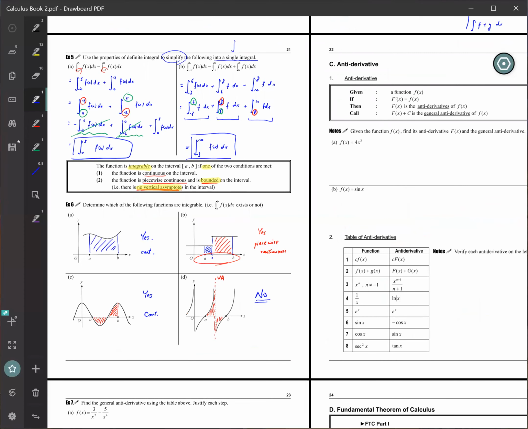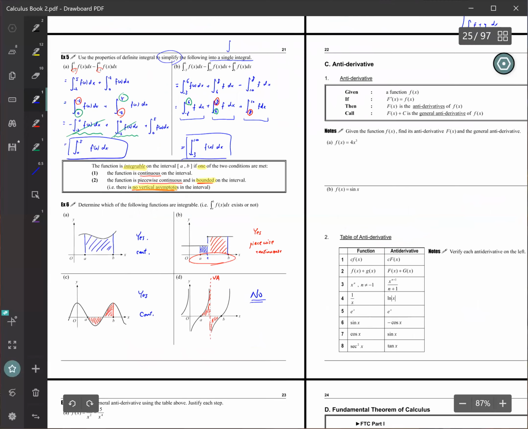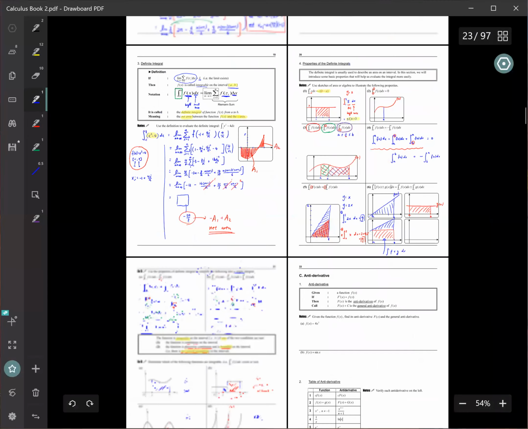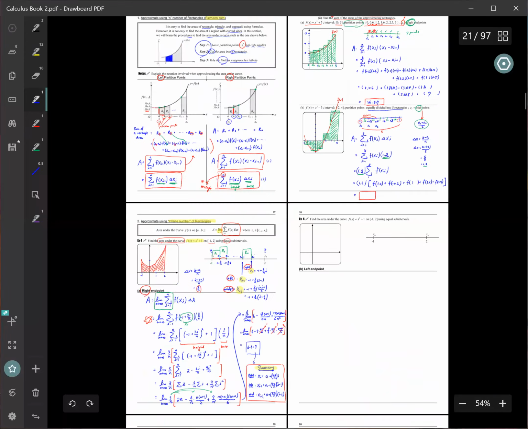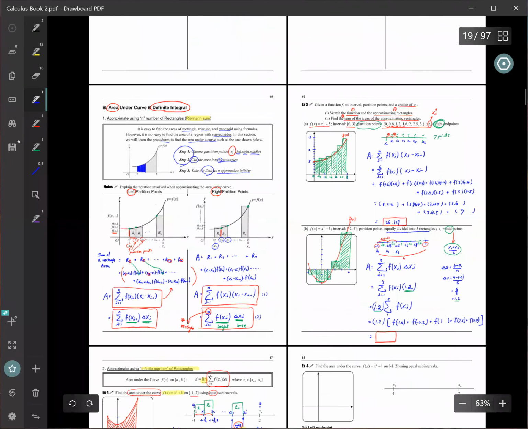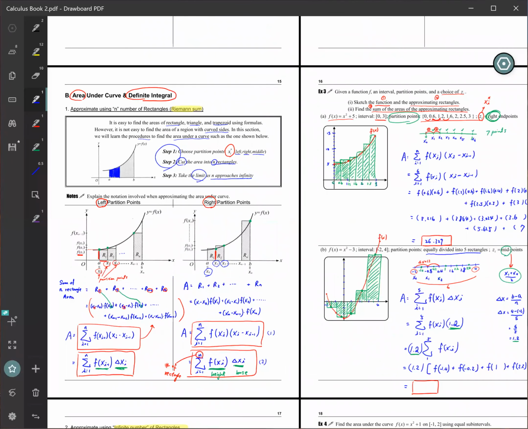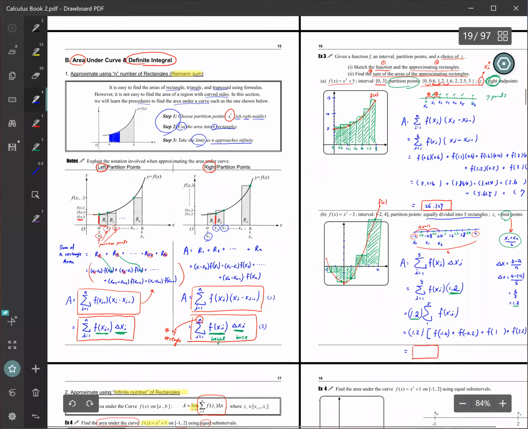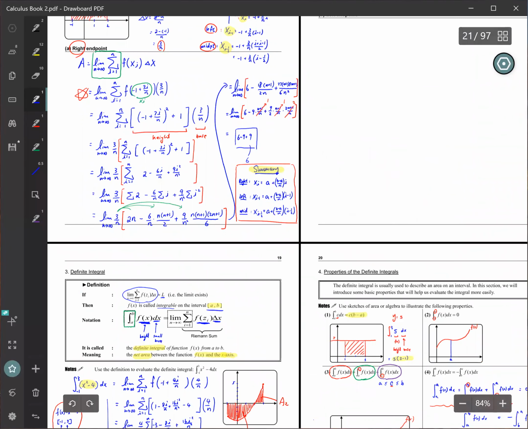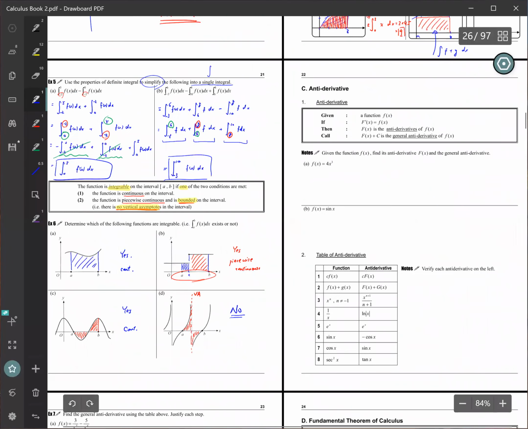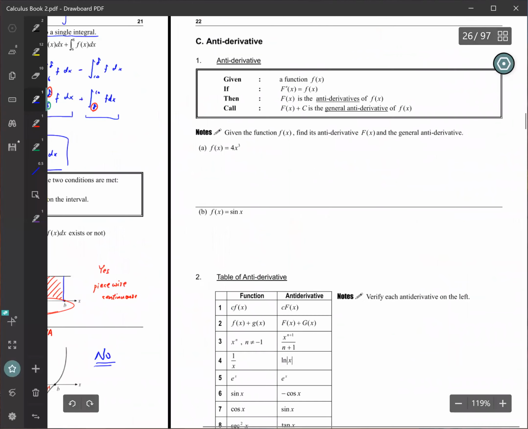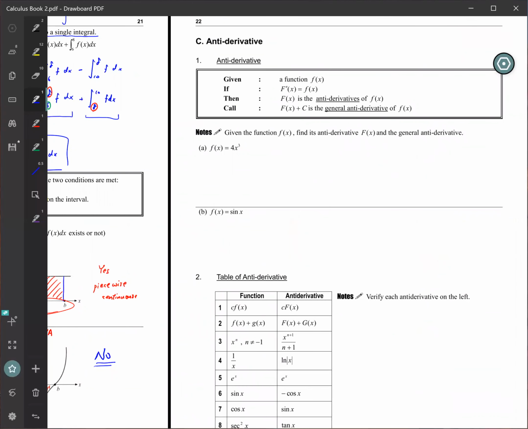Okay, questions, part C now. So far in part B, let's just quickly recap. In part B, we focus on area under the curve, nothing to do with derivatives. So that's a completely new concept. Now question C is something connected with what we learned before.